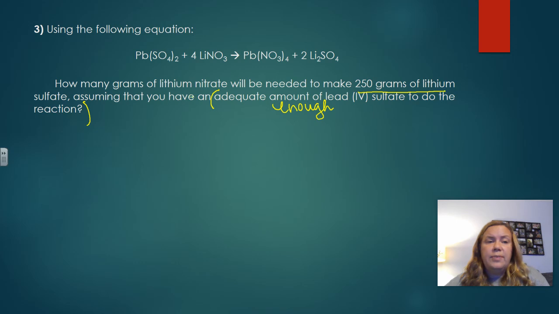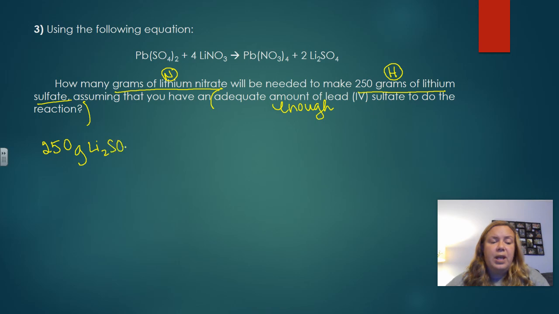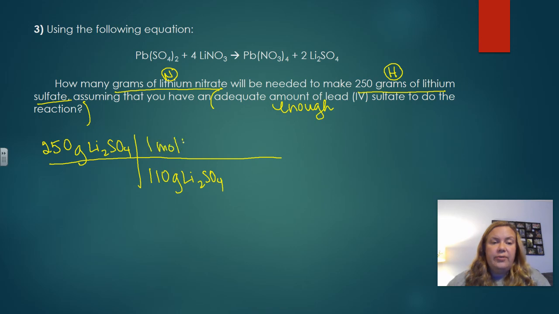So 250 grams of lithium sulfate is what's given to us. That's the piece of information we have. And the grams of lithium nitrate is the piece of information that we need. So we're going to start with what we have, which is 250 grams of lithium sulfate. And we're first going to convert to moles. And we have 14 plus 32 plus 64. We get 110 grams is our molar mass of lithium sulfate for every 1 mole of lithium sulfate.